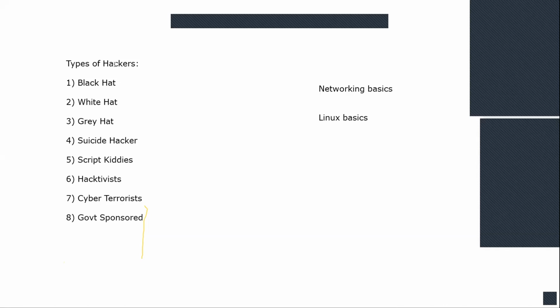And you have gray hat hackers. These gray hat hackers can go with both offensive and defensive. They can hack, they can defend. They can hack into other networks. They can also secure their own network. So that is what gray hat hackers are for.